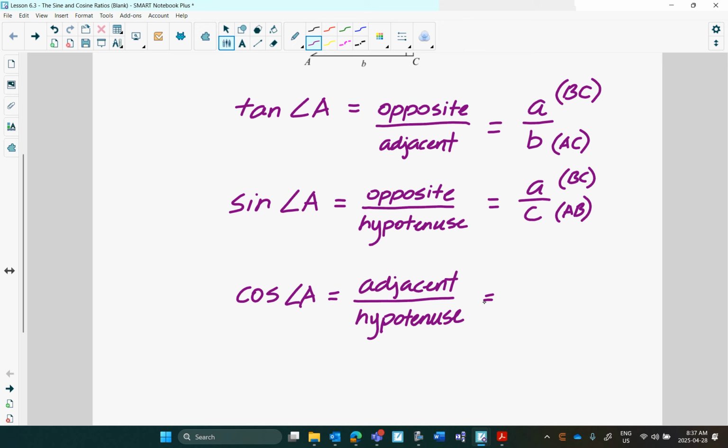So going back to our diagram above, what side is adjacent to angle A? Little b. And the hypotenuse is little c. Or we could have done two capital letters for each, AC over AB. Every question you get, you'll be able to use one of these. Question is, how do we remember them?